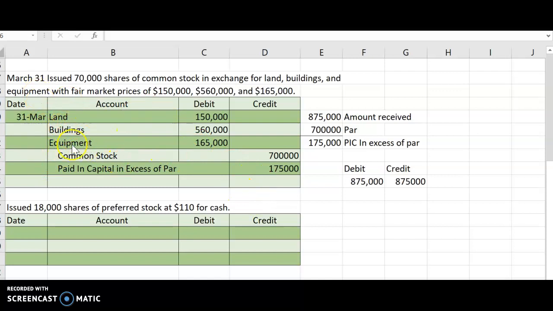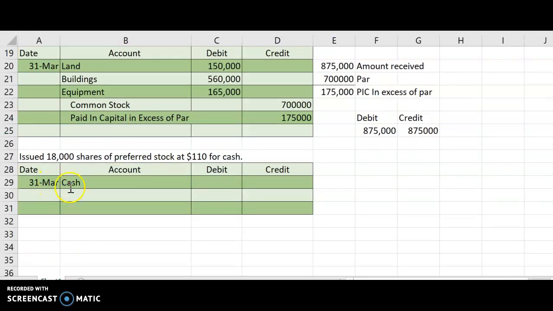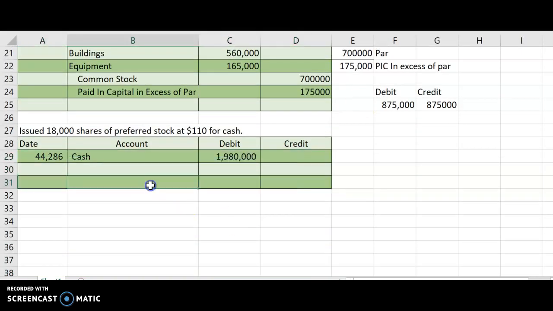And instead of getting cash here, we got assets. Okay, the last one, we issued 18,000 shares of preferred stock at $110 for cash. Okay, the date is March 31st. We're receiving cash because we issued 18,000 at $110. Okay, when we issue preferred stock, we're going to credit preferred stock, and it's always going to be for the number of shares times par.